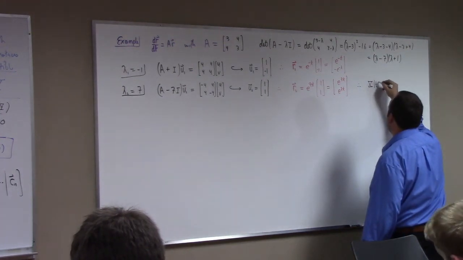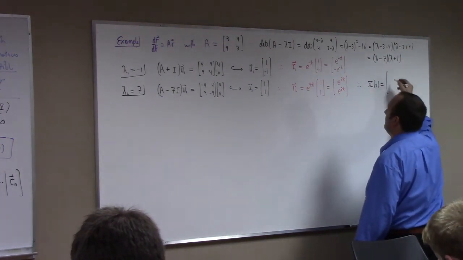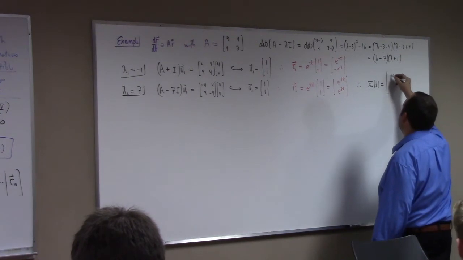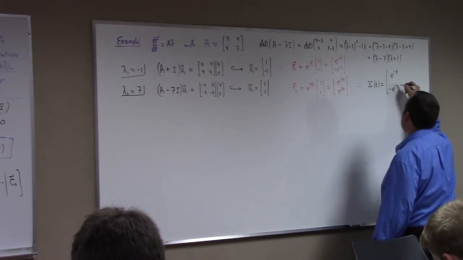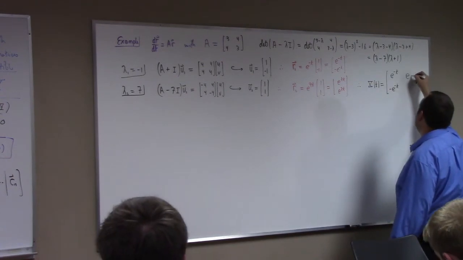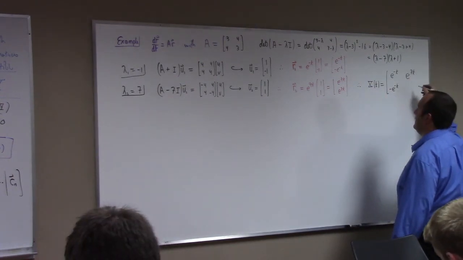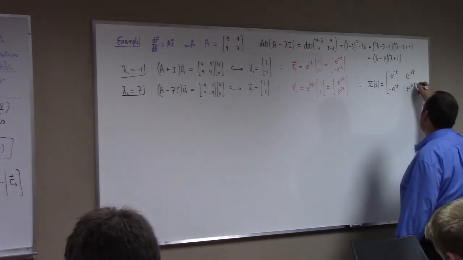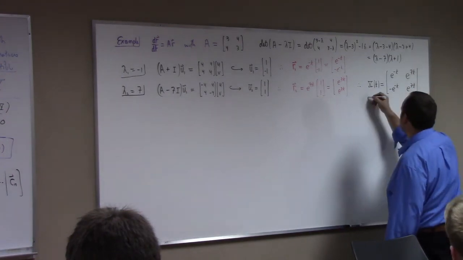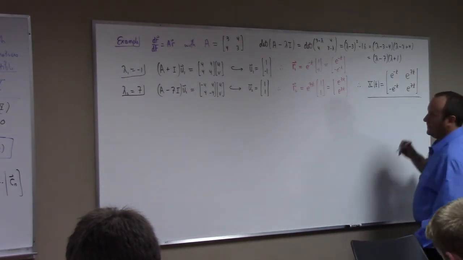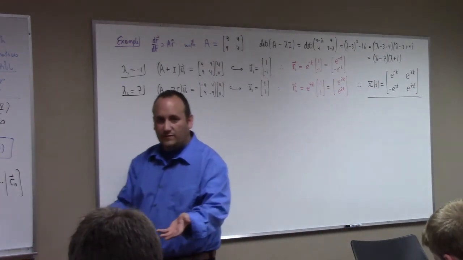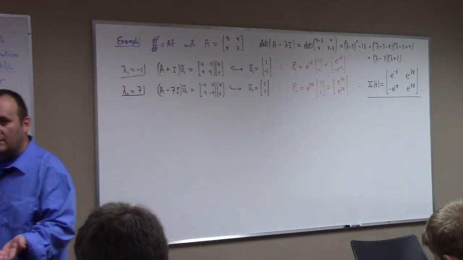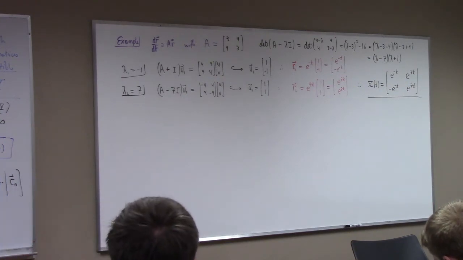X of t, of course, is equal to, let's see here, e to the minus t, minus e to the minus t, e to the 7t, and e to the 7t. There you go. This is the fundamental solution matrix. Now, I said we could write down the general solution. What's the general solution look like? It's C1R1 plus C2R2, right? So we could solve it.